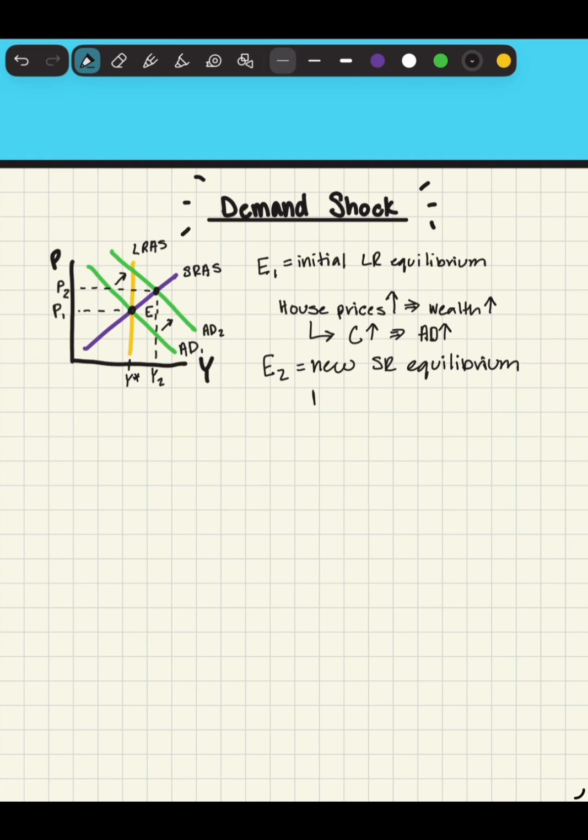And then you can see as well that P2 is greater than P1, and that output 2 is greater than the initial output. And this tells us that the economy is in an economic boom.